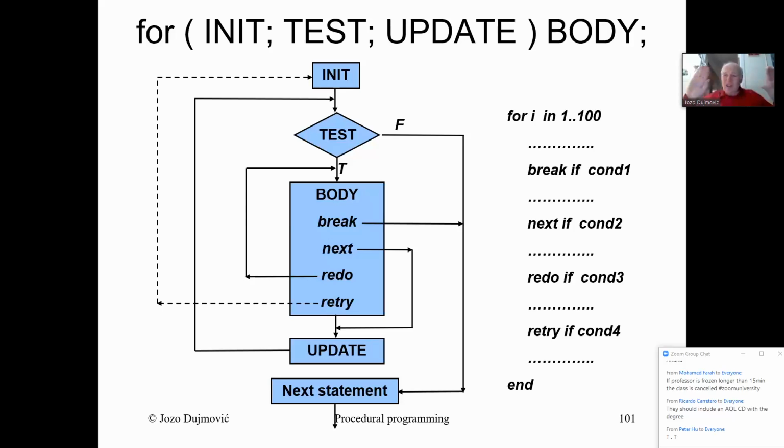So the most general thing that you can do is to have jumps to all of them. So if you have body, you can say break. Break is jump to the next statement. Okay. You sometimes want to have jump to update, to skip the rest of the body. And this is called usually continue or next, if you want. So next is bringing you to update. Redo, if you have it, is jump to the beginning of the body.